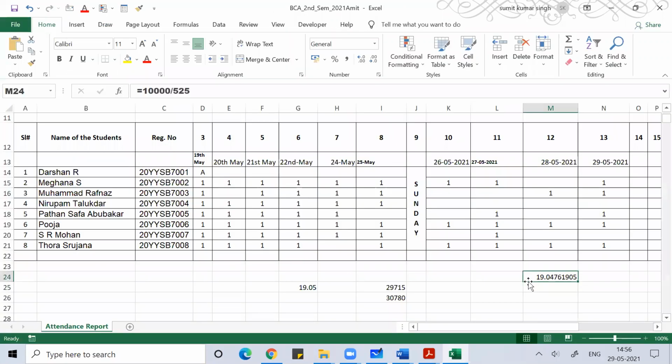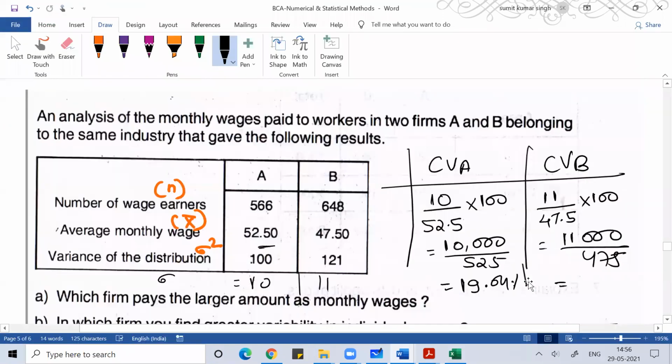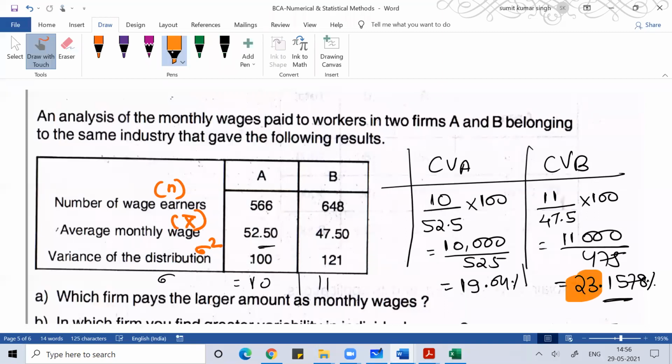Then 11,000 divided by 475 gives 23.1578. So this is the coefficient of variation of firm B. Whichever firm has more coefficient of variation, that firm will have more variability in the income. You can remember that.